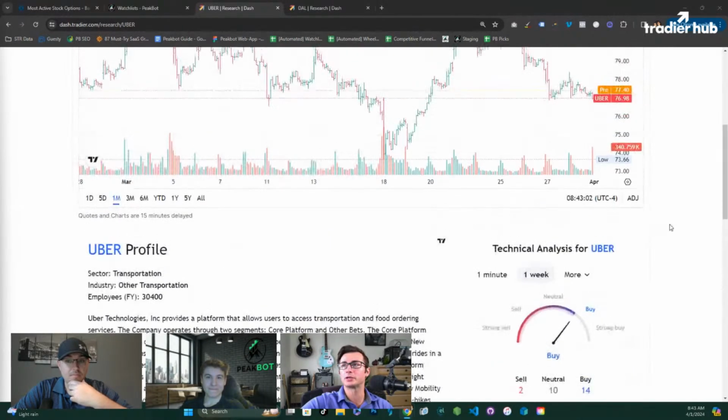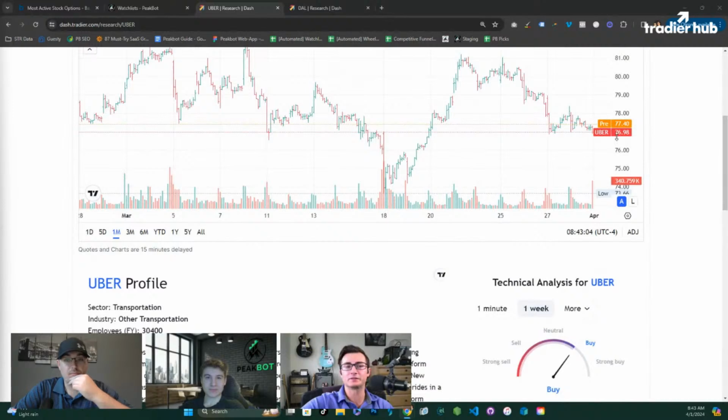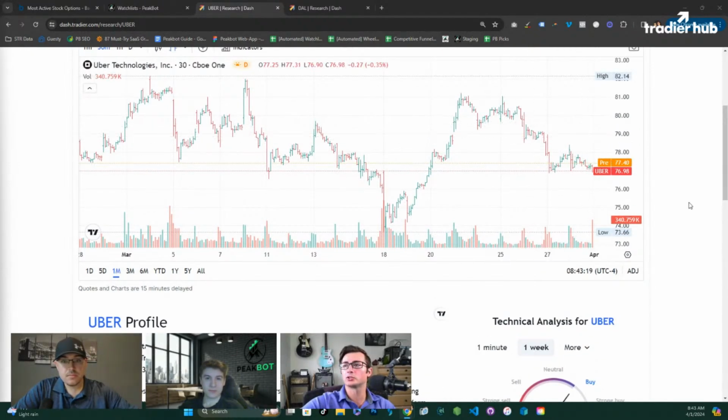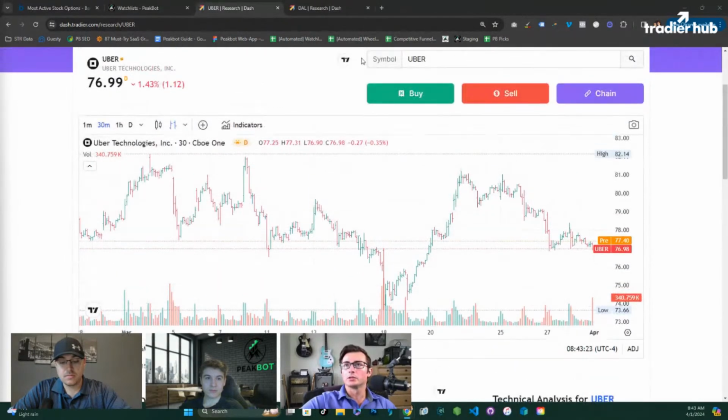Now Uber's currently trading at about $77. The average analyst price target for Uber is $86. So still a little bit of room to move up to get to that average target price by analyst. But again, we want to look out for this downward trend over the course of this week. Not too bad. Dillon, is there anything that you were considering to put on your PeakBot account that you want to pull up?